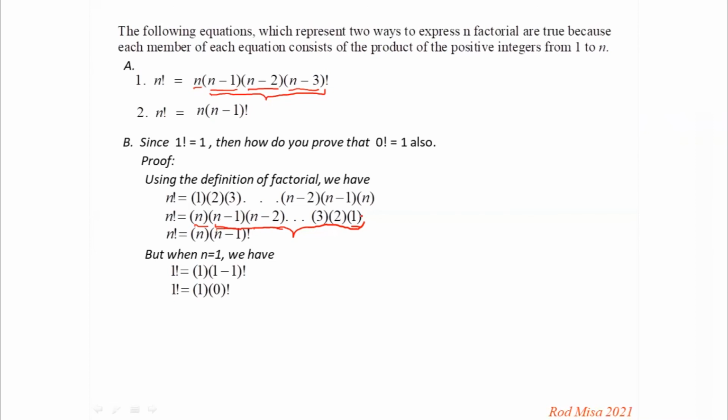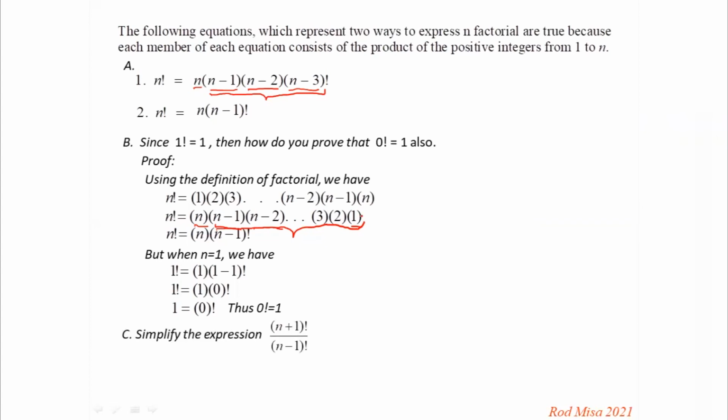Now, suppose here we don't know what 0 factorial is. But 0 factorial is multiplied by 1. Therefore, it is just equal to 0 factorial, because 1 is the multiplicative identity here. Hence, 0 factorial is equal to 1. And that's the proof that 0 factorial is equal to 1 by using the definition of factorial.